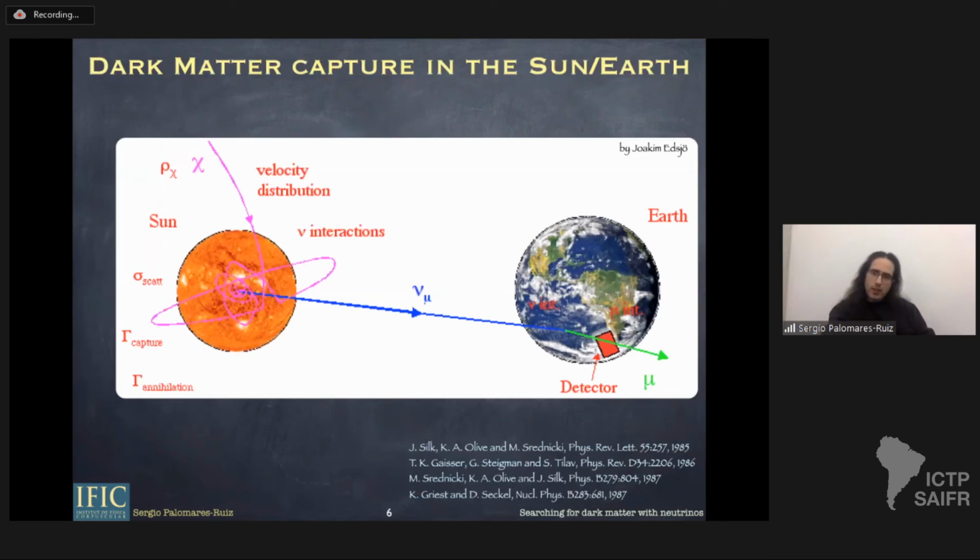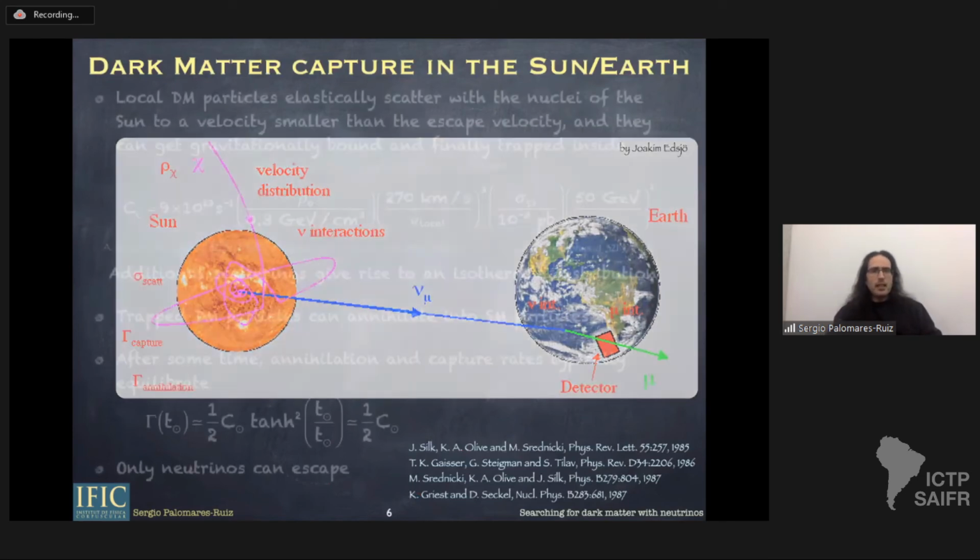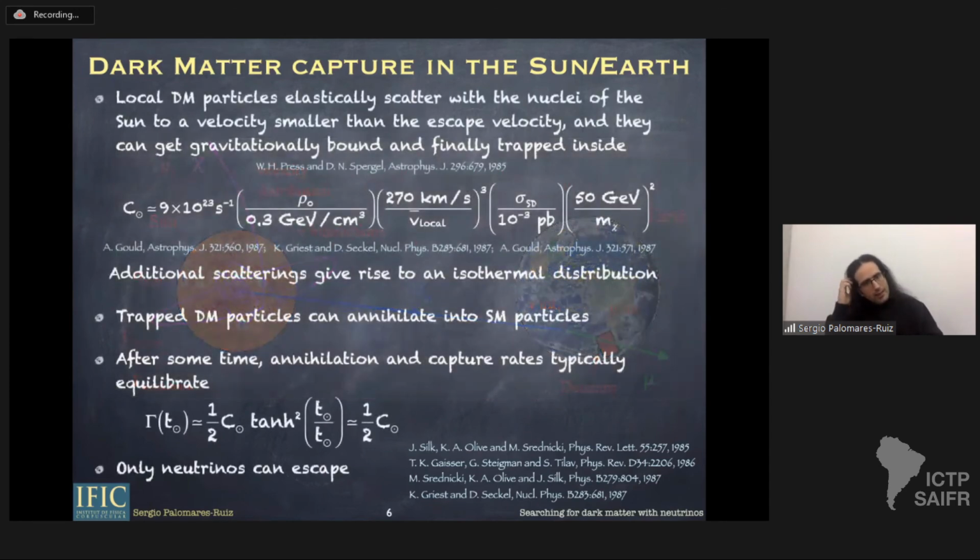The idea dates back to the mid-80s. We have local galactic dark matter particles floating around us, and eventually they could elastically scatter with the nuclei of the Sun and get to a velocity smaller than the escape velocity of the Sun, so they get gravitationally bound to the Sun. After many orbits and many interactions with the nuclei of the Sun, they can get trapped within the Sun, and after additional scatterings that gives rise to an isothermal distribution.